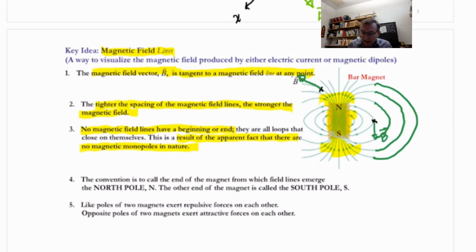With a bar magnet, the convention is to call the end of the magnet from which the field lines emerge the North Pole, N. That's right here. See? Field lines are coming out. So we call that the North Pole. And then the other end, where the magnetic field lines go in, is called the South Pole, S.